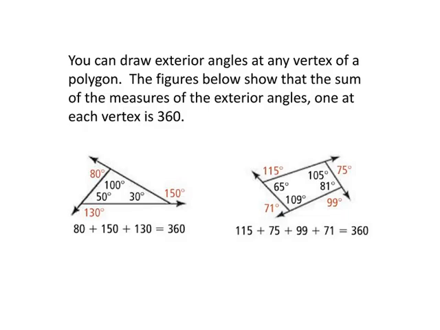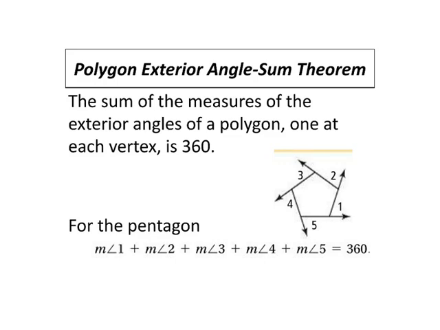Alright, a couple more slides. You can draw exterior angles at any vertex of a polygon. The figure below shows that the sum of the measures of the exterior angles, one at each vertex, is 360. That's for any shape. No matter how many sides, the exterior angles will be 360 degrees. Notice triangle, quadrilateral, 360. It's always 360. This is the same thing, just written as the polygon exterior angle sum theorem.